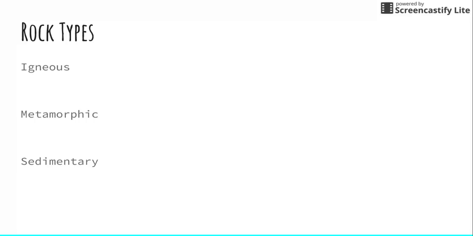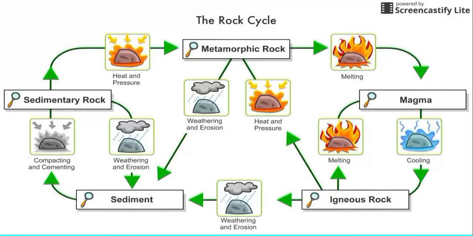And if we look at a picture of the rock cycle, because we know that rocks go through a cycle where they can change into different types of rocks. Let's start with this magma over on the right side. If we have magma and it cools, coming up from the mantle, it forms igneous rock.